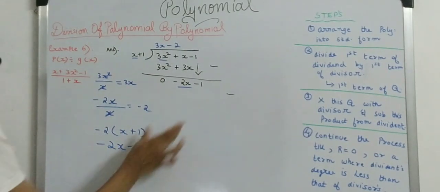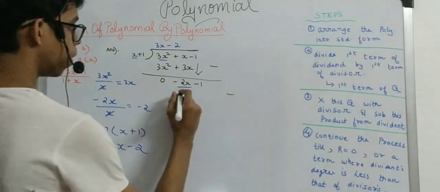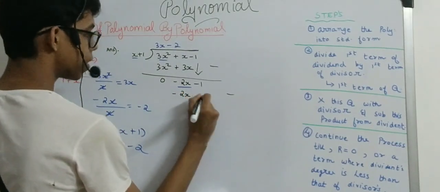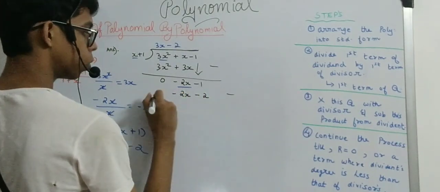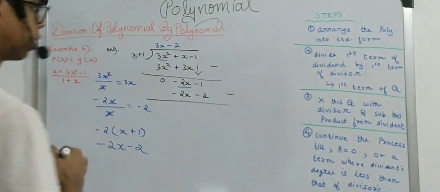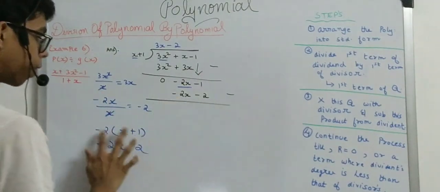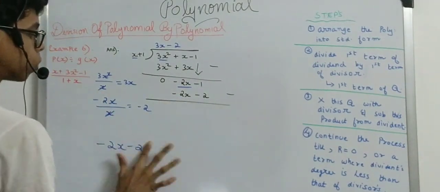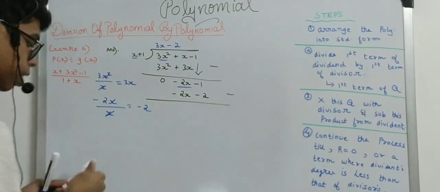Now this is the second term that you should write over here. So I am writing minus 2x minus 2. So we have written it over here. Now what should we do? We have to subtract the two equations.